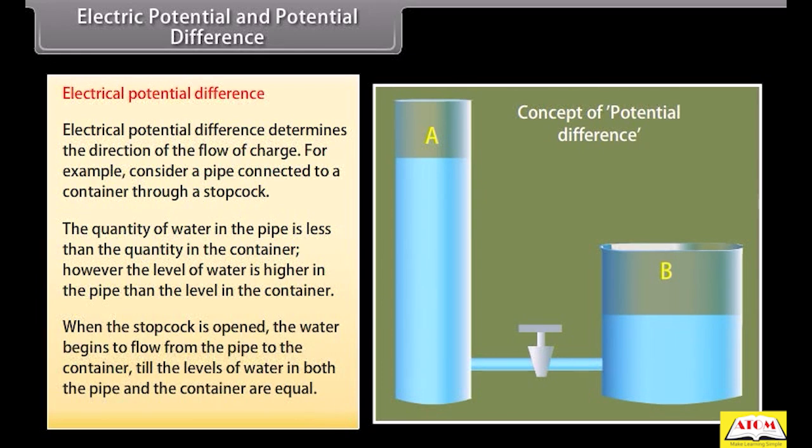When the stop cock is opened, the water begins to flow from the pipe to the container till the levels of water in both the pipe and the container are equal. This shows that it is not the quantity of water but the level of water which decides the direction of flow of water. It is the potential difference that is responsible for the flow of water.